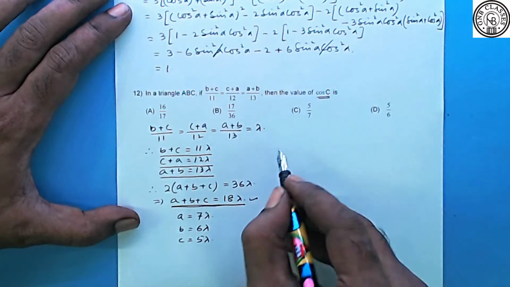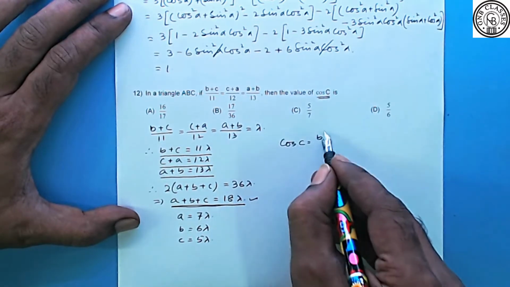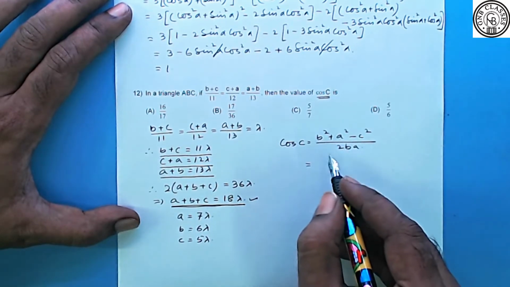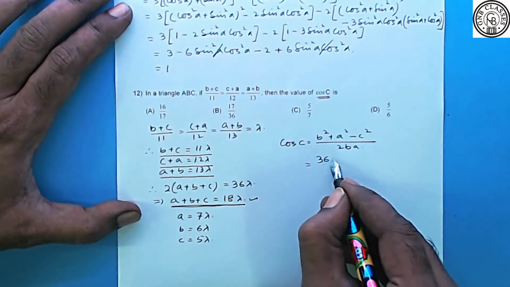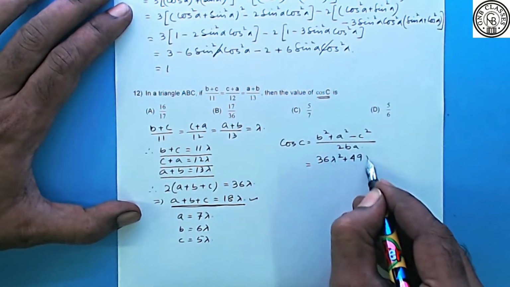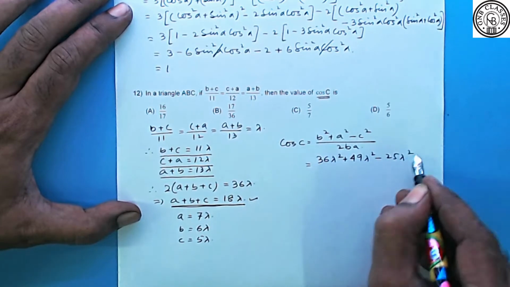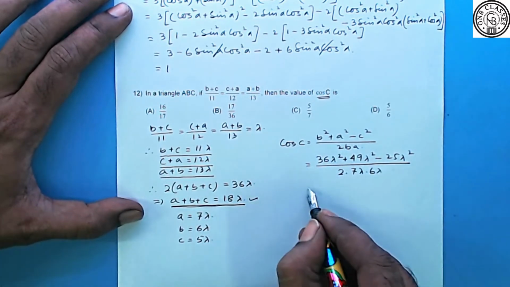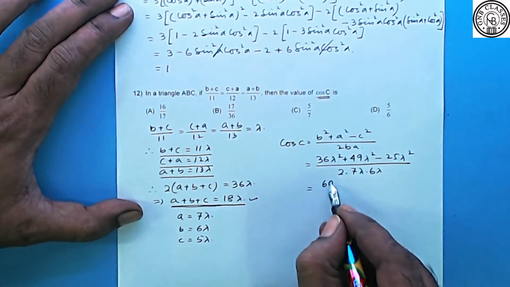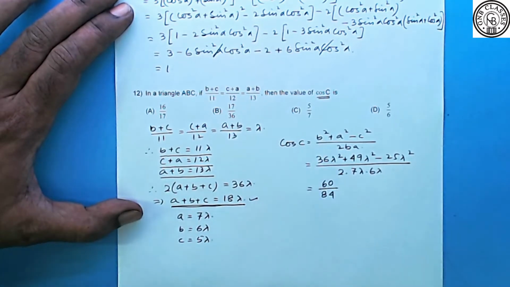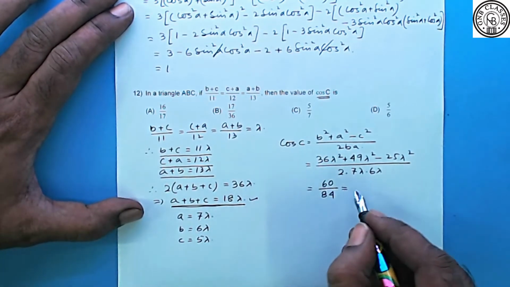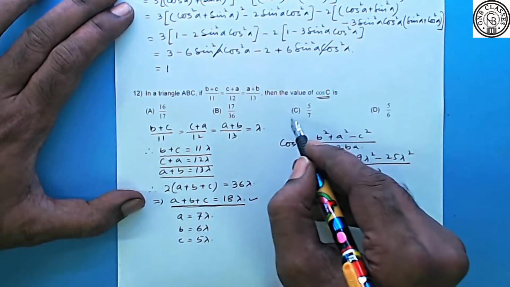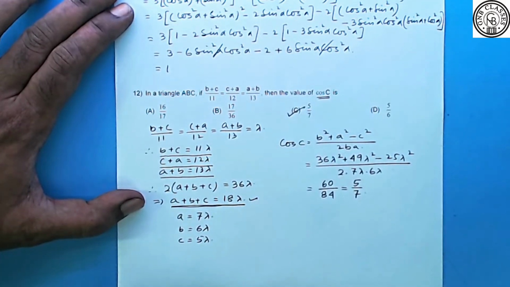Now we have been asked to find out the value of cos C. So cos C is nothing but, this is the cosine formula. So we are simply putting the values of a, b and c. Let us cancel. So 5/7 is the value of cos C, hence option C is correct. Is it clear? Okay.